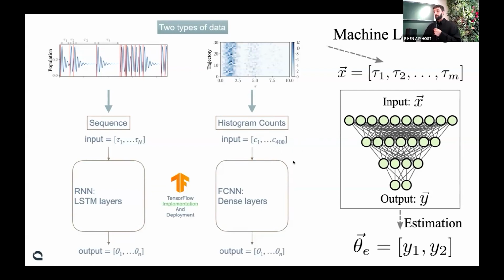The output of these neural networks is going to be of the same kind, and it's going to be the parameter vector. In the case of a two-dimensional problem, my output is going to be two neurons outputting the value of the first parameter in the first neuron and the second parameter in the second neuron. We did all this using TensorFlow, and all the code and data are available for reproducibility on GitHub and Zenodo.